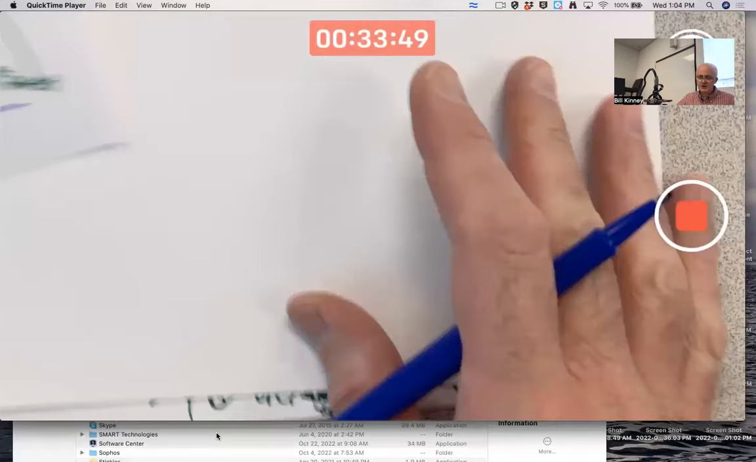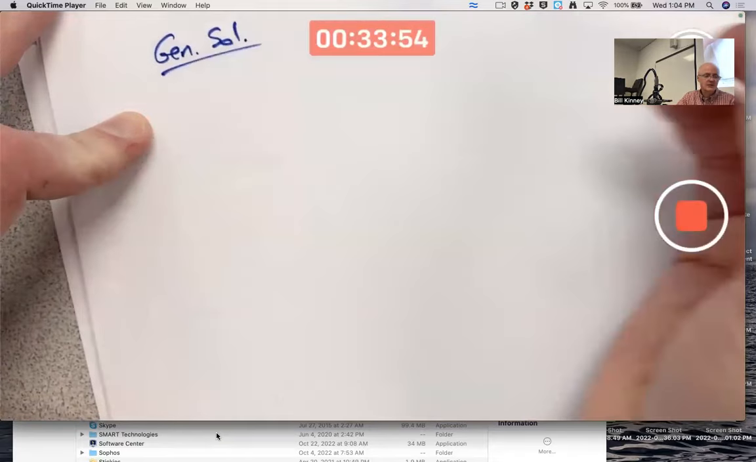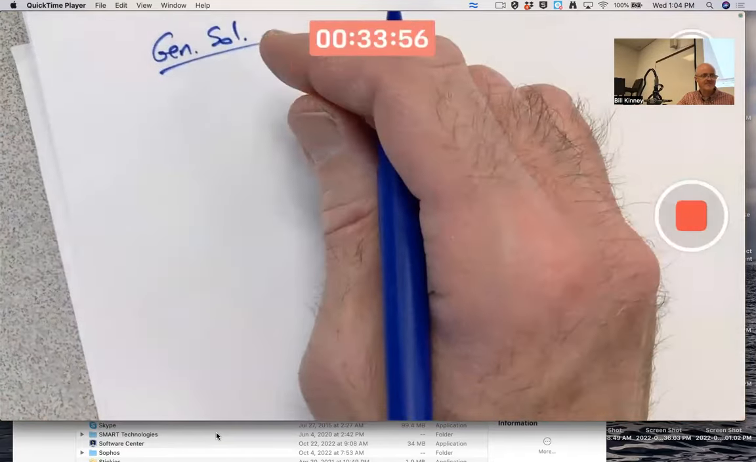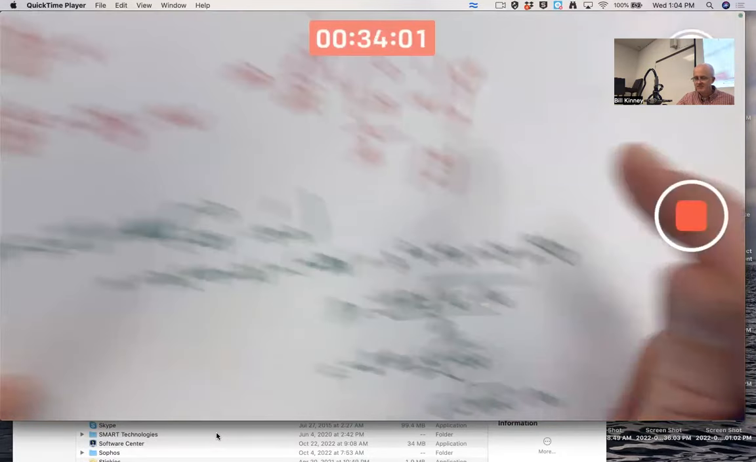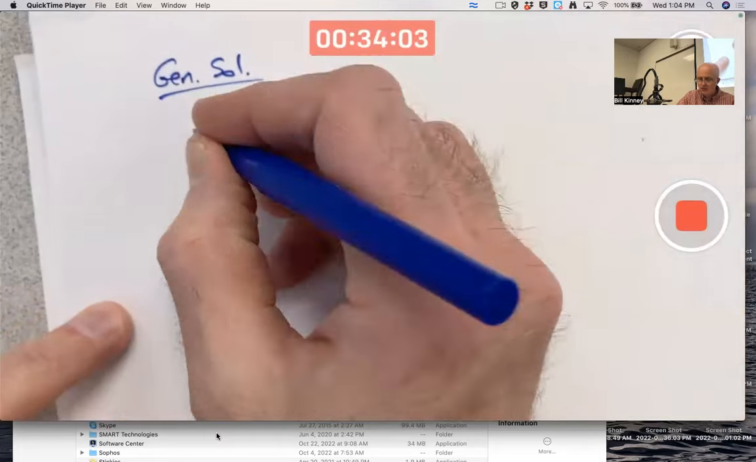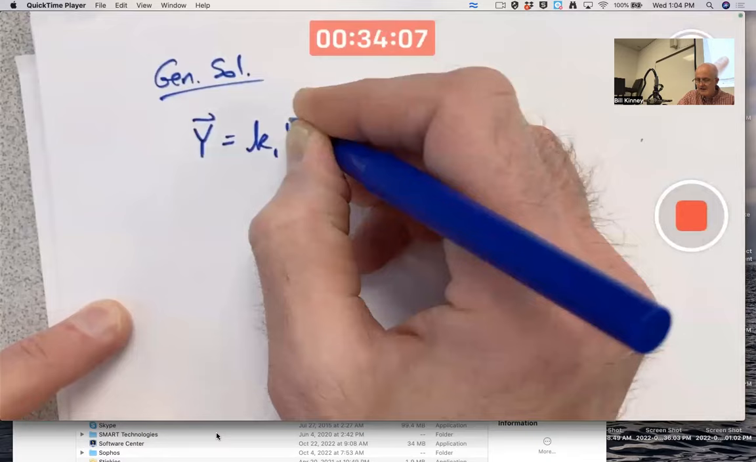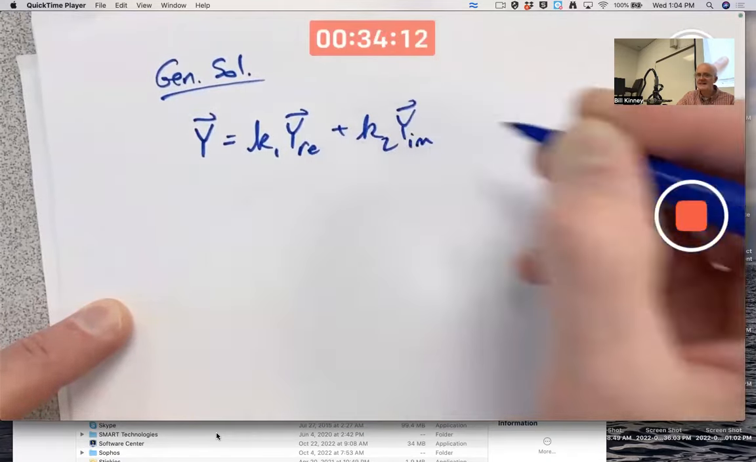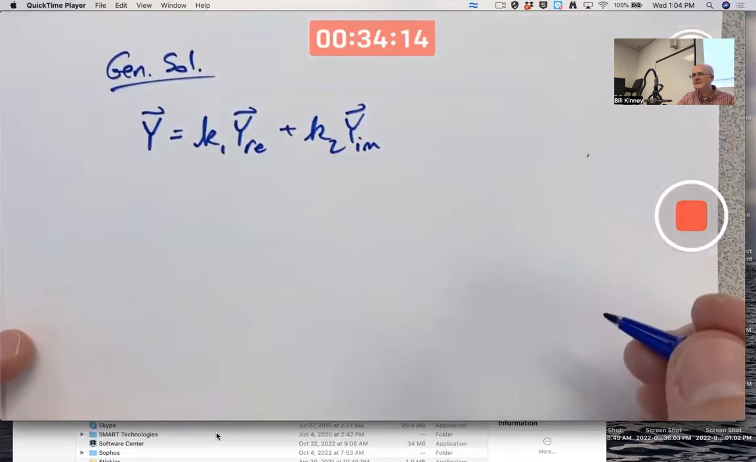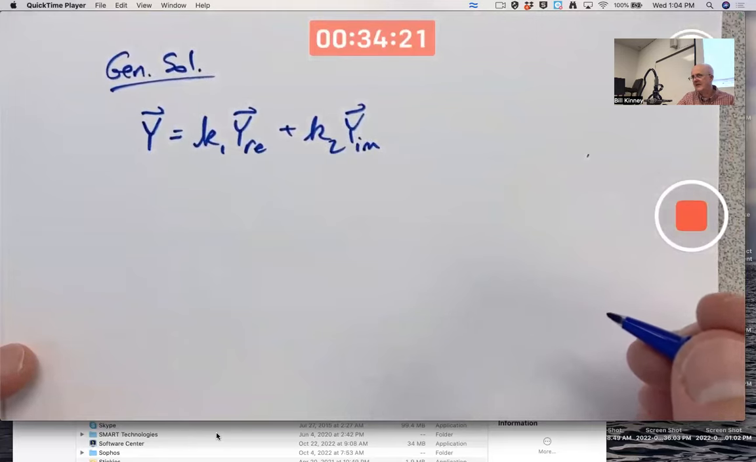So your general solution to the original system, that thing, is y equals k1 y_re plus k2 y_im, and there's no more i's in there. A common mistake is people still include the i. No, get rid of it. It was just a tool. We were just using the i for our own purposes.